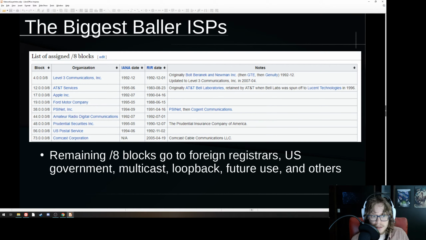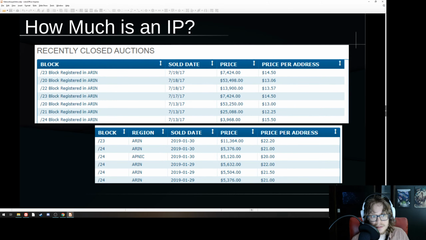And a couple others that you probably haven't heard of, but those are extremely, extremely valuable today. Let's look at how valuable those are exactly. So these are the recently closed auctions. You buy IP address blocks at auction, so you buy those subnet blocks at auction. You buy them in North America from ARIN. And ARIN, A-R-I-N, typically they sell for something between $10 and $25 per address. The bigger the block, typically the more valuable the individual addresses are.